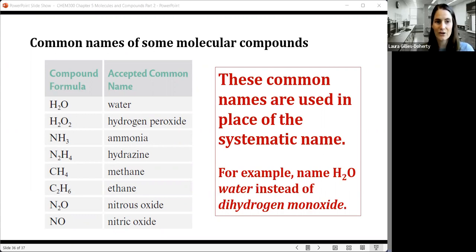Methane is CH4. Ethane is C2H6. Nitrous oxide could also be called dinitrogen monoxide, but we commonly call that nitrous oxide. And then nitric oxide is NO. We could call that nitrogen monoxide, but it's most commonly called nitric oxide. So just be aware that there's a few of these common names around where you might see the common name substituted in place of the IUPAC name.